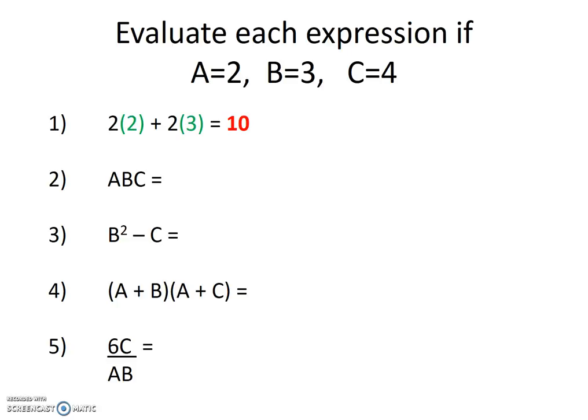For number 2, I have all variables, but that's okay. That just means I multiply a times b times c, or 2 times 3 times 4. I substitute in those values, then I evaluate, meaning I find the value of this expression. So 2 times 3 is 6, 6 times 4 is 24. With 3, b squared minus c, I plug in 3 for b, 4 for c, 3 squared is 9, minus 4, I get 5. Go ahead and pause the video, do 4 and 5 in the work section of your WSQ, and then hit play.